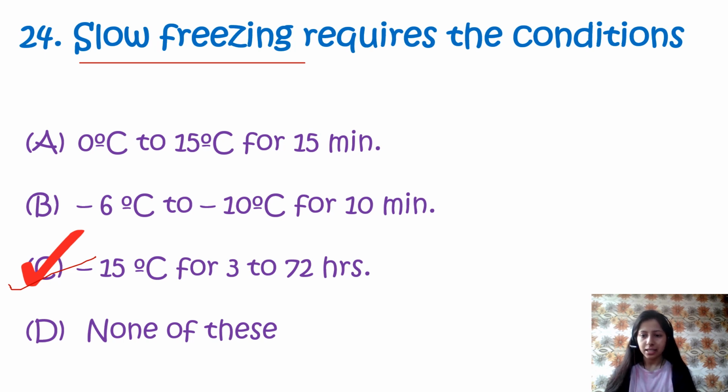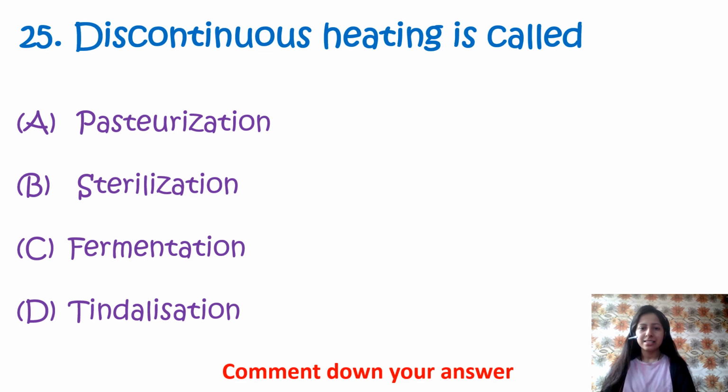Question number 25. Discontinuous heating is called option A, pasteurization, option B, sterilization, option C, fermentation, option D, tyndallization. So answer to this question, please आप इस question का answer comment down कीजिएगा.